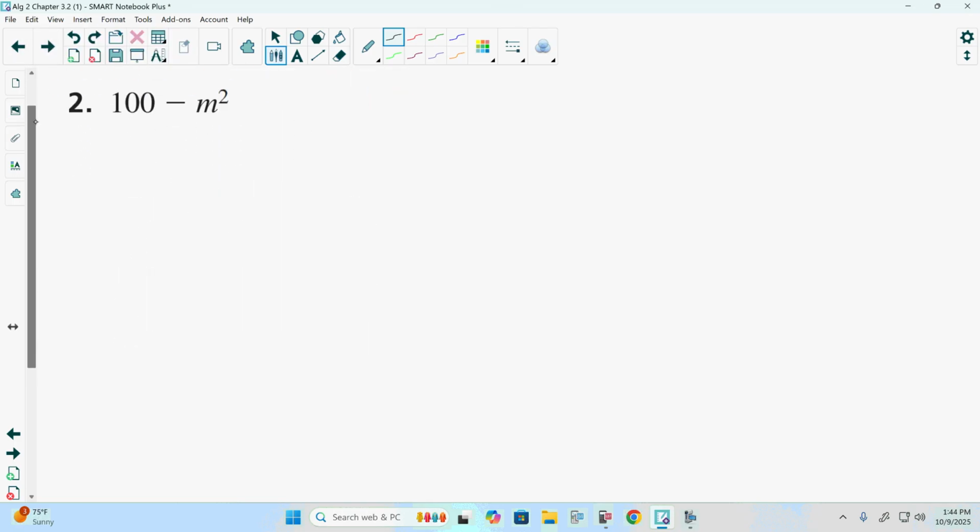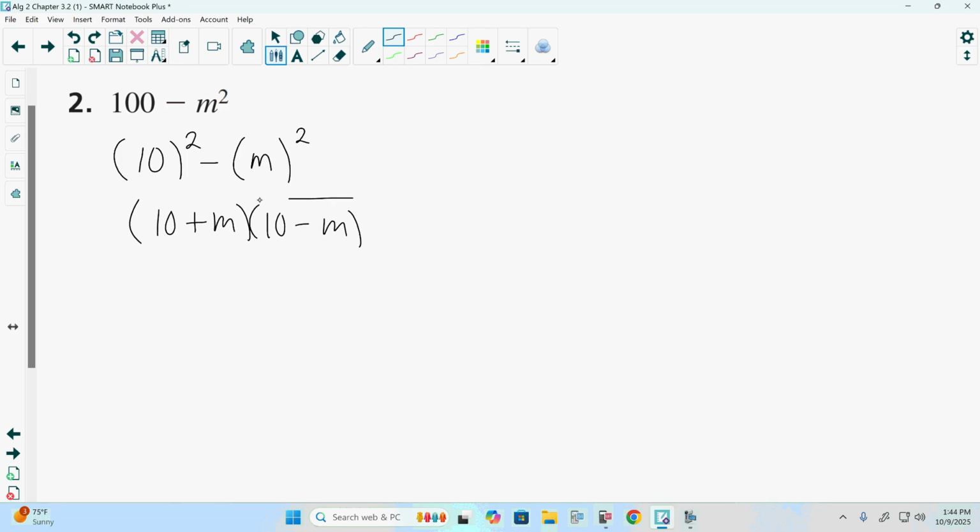100 minus m squared. Now, even though the variable is second, it doesn't matter. We can still keep the same form. What times itself is 100? What times itself is m squared? m. So this would become 10 plus m times 10 minus m.